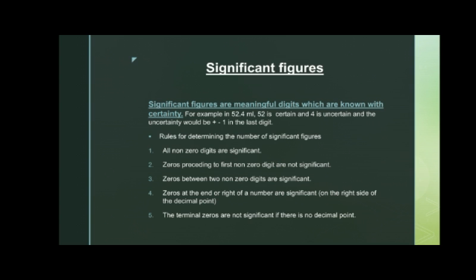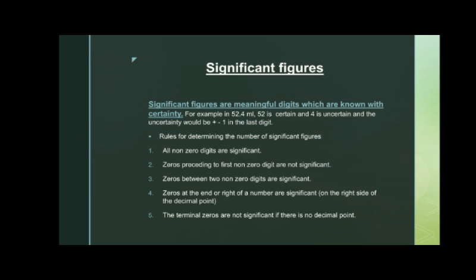Now, let us study significant figures. Significant figures are meaningful digits which are known with certainty. One example is given here: in 52.4 mL, 52 is certain and 4 is uncertain, and the uncertainty would be plus or minus 1 in the last digit.